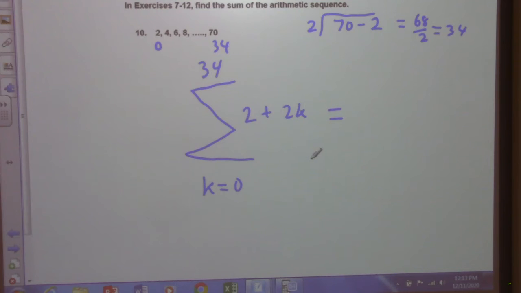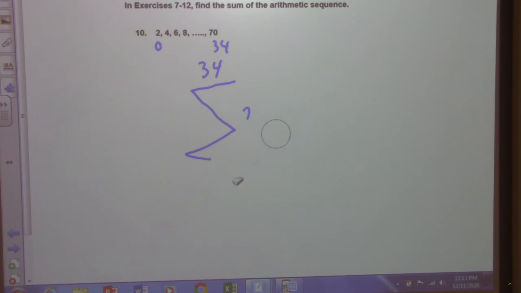What do you get for this one? 1,260. 1,260? Yeah. Okay? All right. Let's go on here. I want to get on to the next exercise.